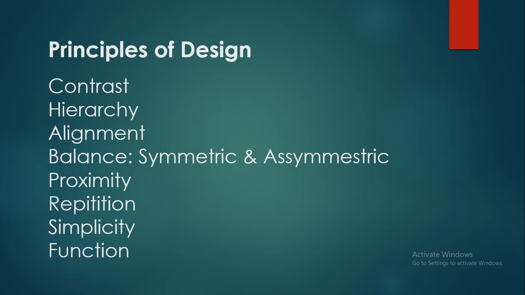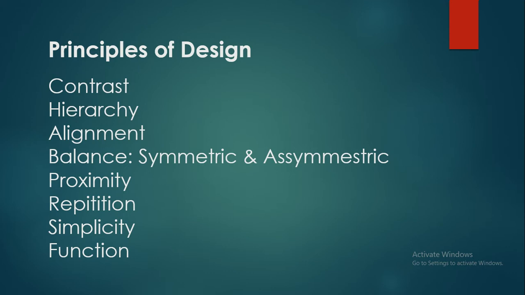Then balance, symmetric or asymmetric. You can balance your work to be symmetric, that is, what is on the left is the same as what is on the right. Asymmetric means the space on the left could be bigger than the space on the right, or the space on the right could be bigger than the space on the left.